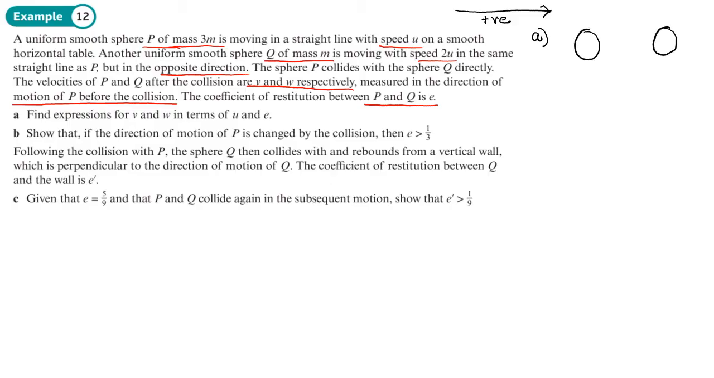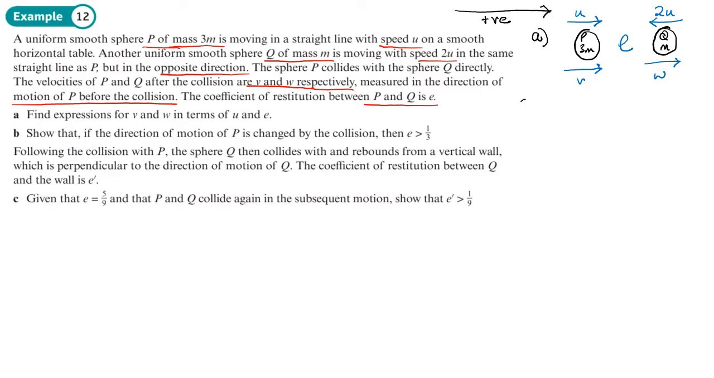So we have P, 3m, Q, m. Before the collision, they are moving in opposite directions with velocities u and 2u. After the collision, they're moving with velocities v and w. And the coefficient of restitution between them is e.